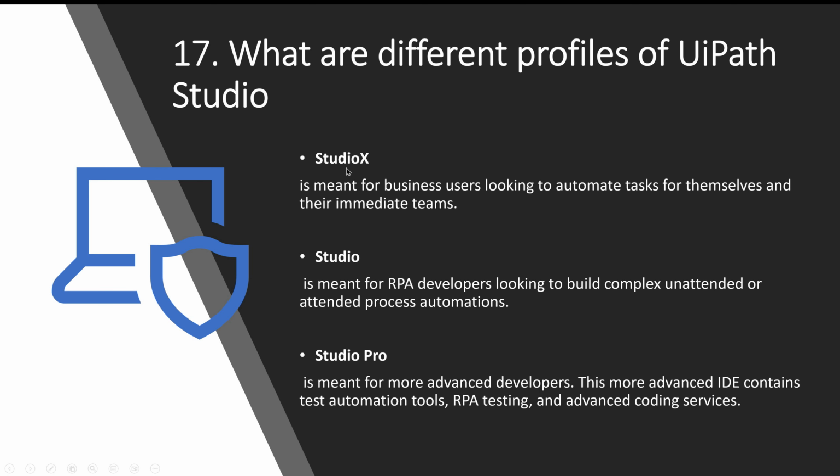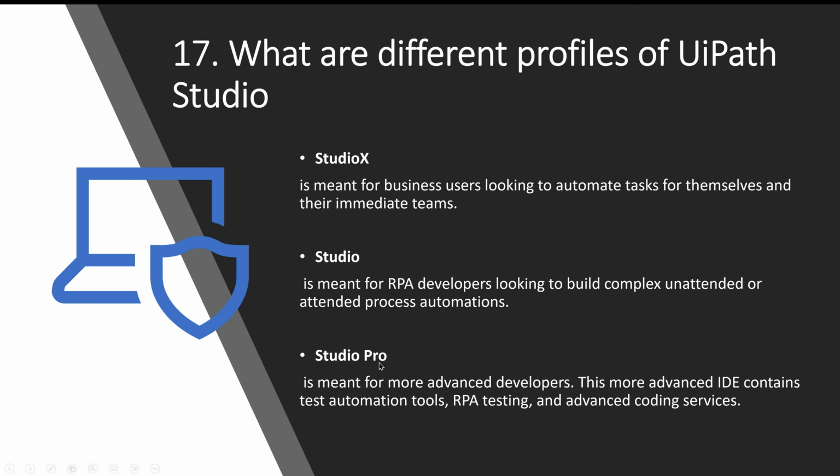First, starting with Studio X. Studio X is meant for business users looking to automate tasks for themselves and their immediate teams. Studio X is especially designed to serve business users' needs in order to automate their simple tasks. Now let us move on to Studio. Studio is meant for RPA developers looking to build complex unattended or attended process automations. So Studio is for RPA developers, and what are they going to do using Studio? They are going to build complex unattended or attended process automations.